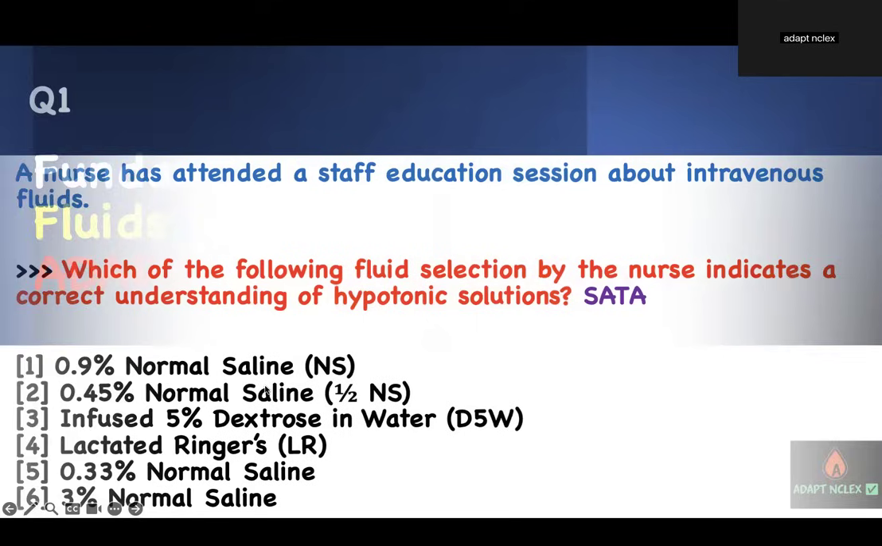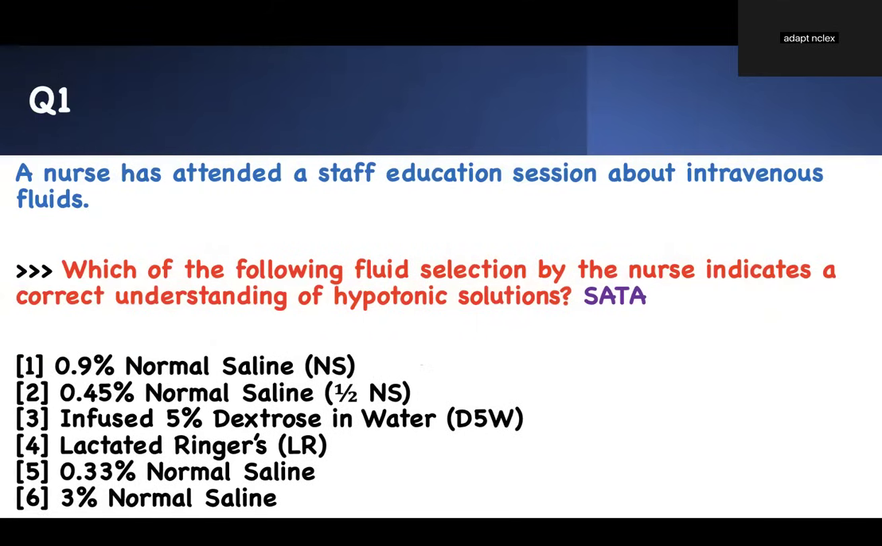Let's get to it. First question: you have to know the types of fluid and what each of them is for, or what their name is, which classification. How do you answer the question? Read the question from the back and figure out what the question is asking. Which of the following selections by the nurse indicates a correct understanding of what? Hypotonic solution. The buzzword is what? Hypotonic solution. Underline it.